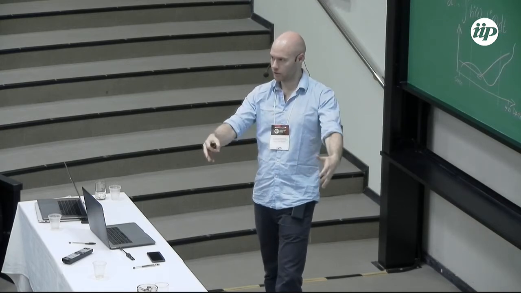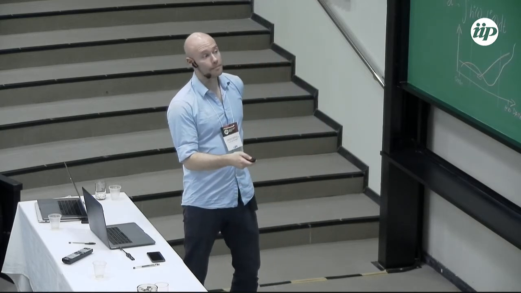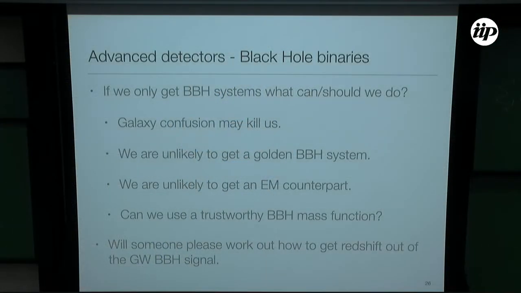But his cell was for a cosmology session, that it would just be for sky localization. So I forgot to add this here. We're unlikely to get a golden BBH system. I'm pessimistic, right? We're unlikely to get an EM counterpart. For binary black holes, I don't think we're going to get an EM counterpart. It'd be nice if we did.